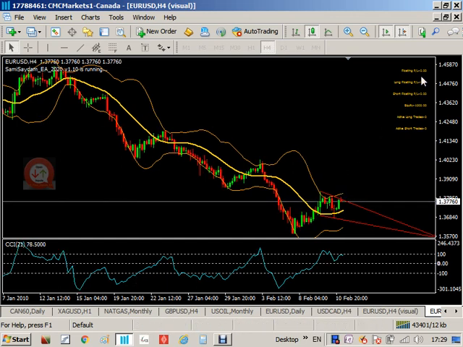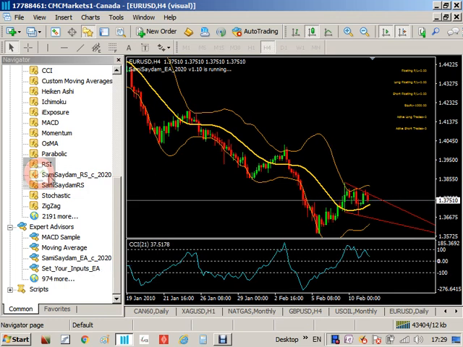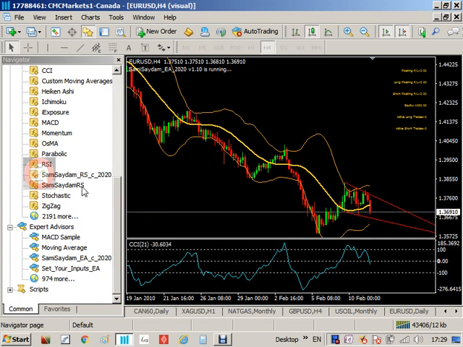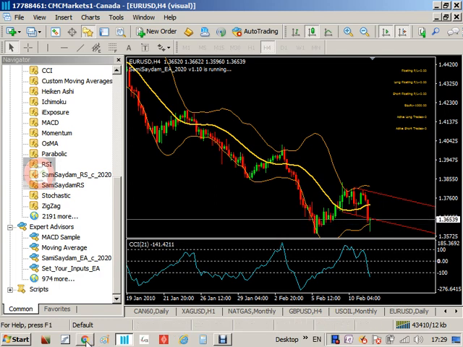So you have to download the system itself, this one. It is called Set Your Inputs Expert Advisor. It is based on the Sami Saydam resistance and support indicator. So to set up a system to trade for you, or to send you signals, you have to download this Set Your Inputs.